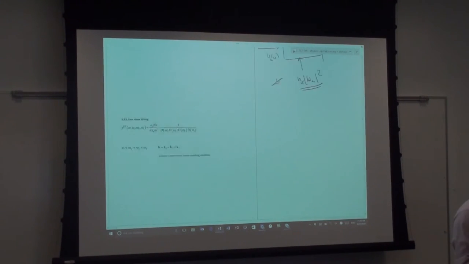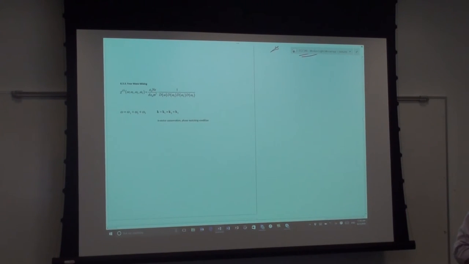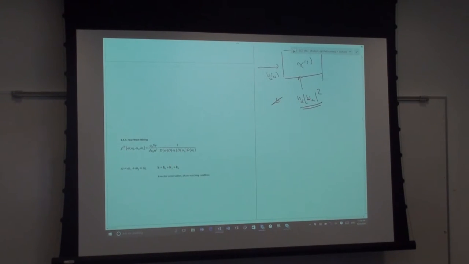So here's a cool application that I was so excited when I learned about it when I was a student like you. Optical switching.